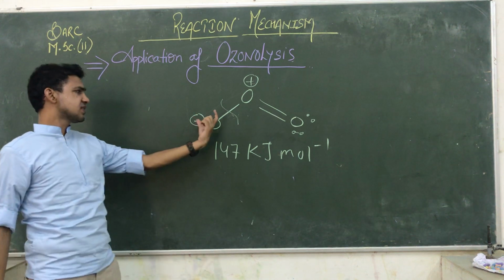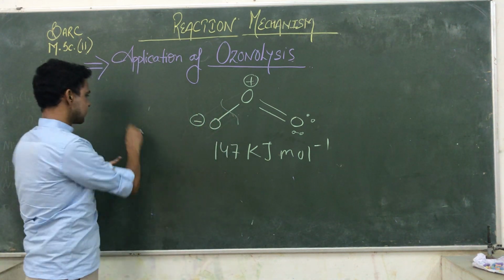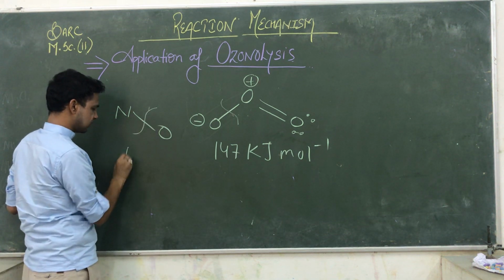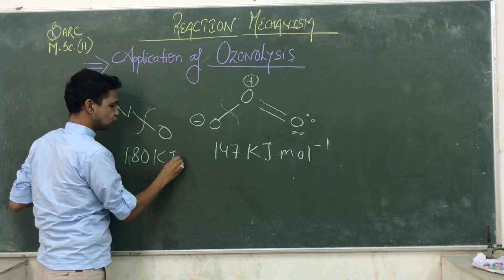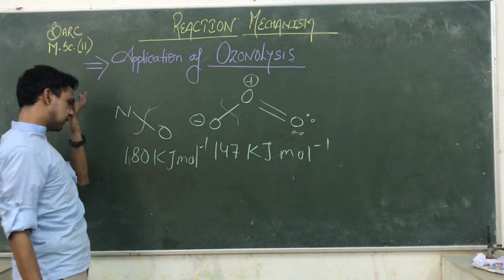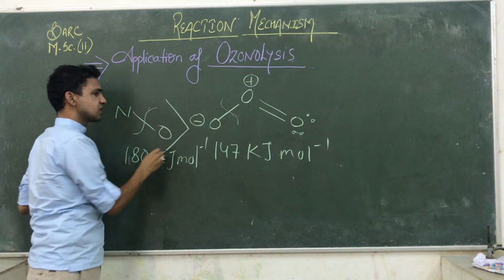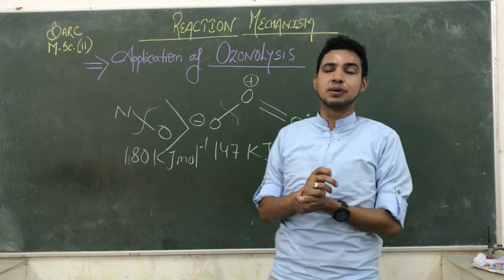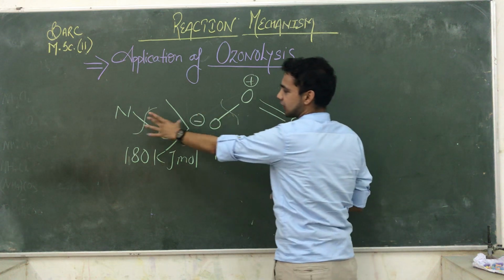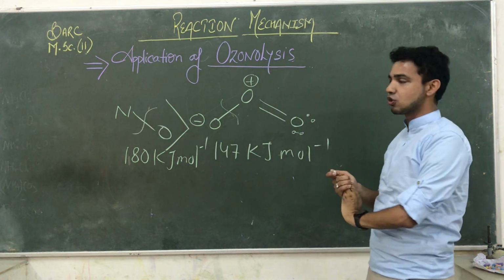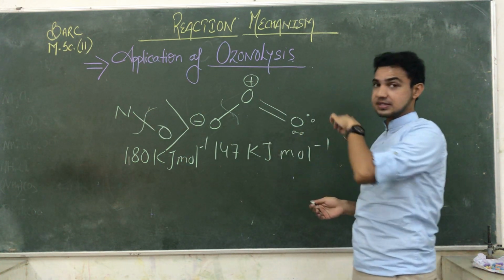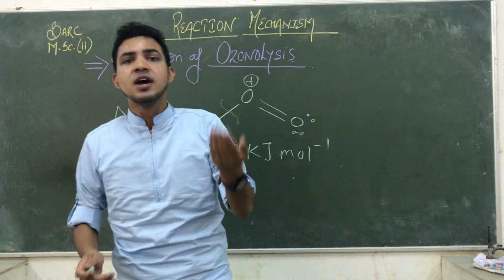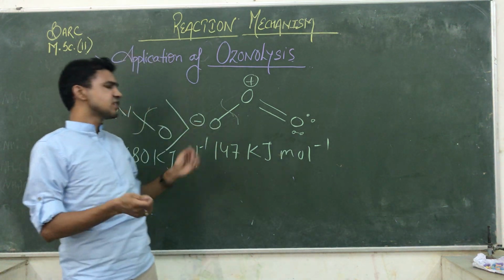If you compare this bond strength to the nitrogen-oxygen bond strength, the nitrogen-oxygen bond strength is 180 kilojoules per mole. So what does it mean? It means that bond is more stable in comparison, or we say the ozone bond is much less stable than the nitrogen-oxygen bond, or we say it is highly unstable in nature. If ozone participates, it immediately releases nascent oxygen. So that is the use of ozone.